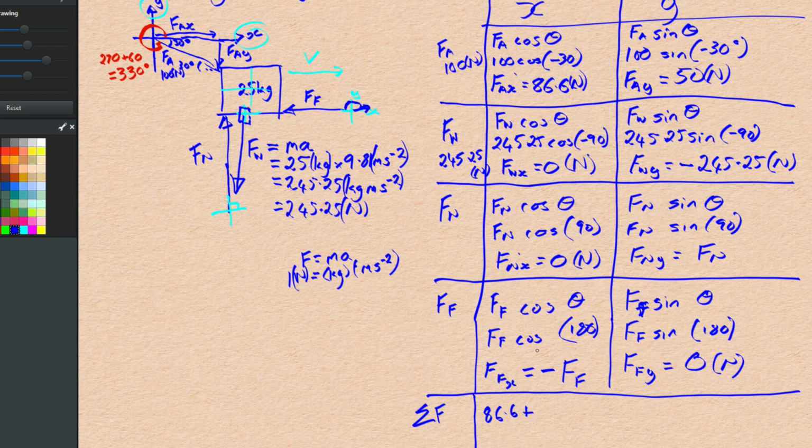86.6 plus 0 plus 0 plus minus the friction force equals 0. Well, we're just going to steal a bit over here. And we can see here that if we add the friction force to both sides, we've got 86.6 is equal to the friction force, and therefore I've got a solution for the size of the friction force.